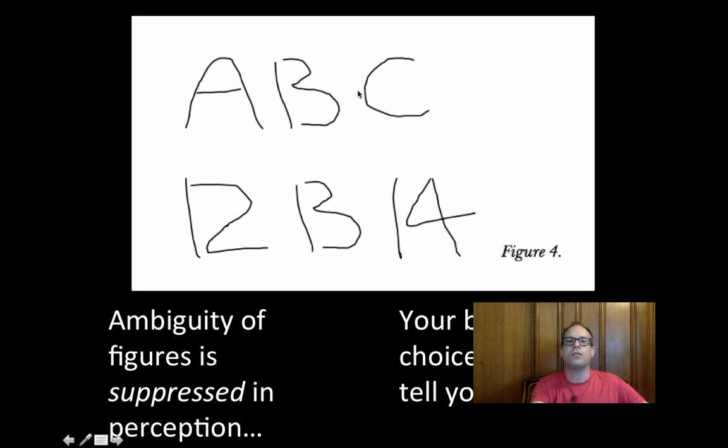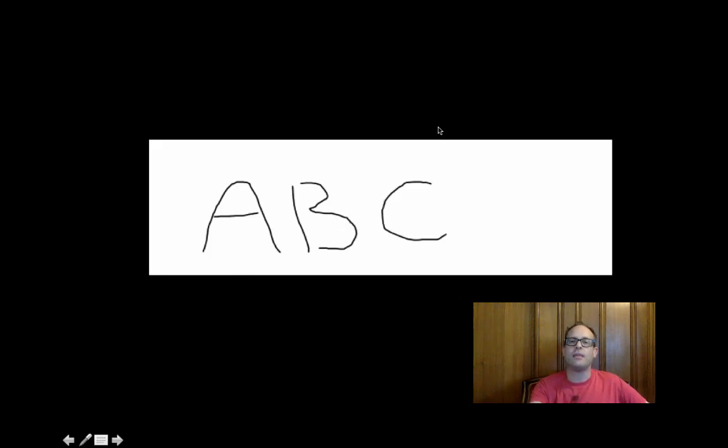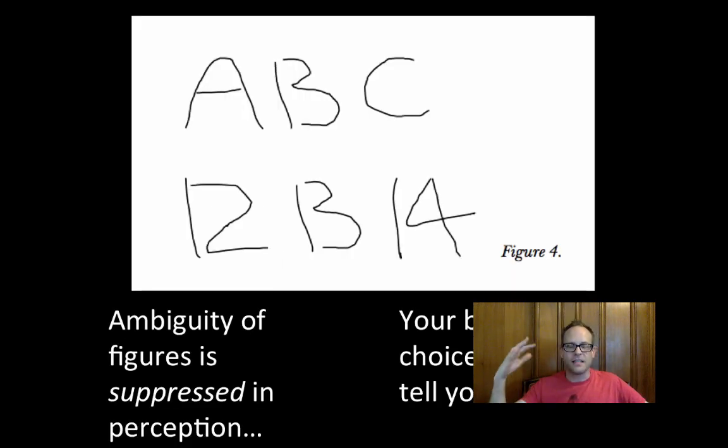you can now see, oh, you know what? That B could actually be a 13. Do you notice the ambiguity in how it looks? Now it's clear to you, oh, that could be a B or a 13. But when you first saw ABC, it just looked like a B, right? The technical term for this is that the ambiguity of the figures is suppressed in the perception. In other words, you see this as a B all at once, or you see it as a 13 all at once. Your brain doesn't register it as both.